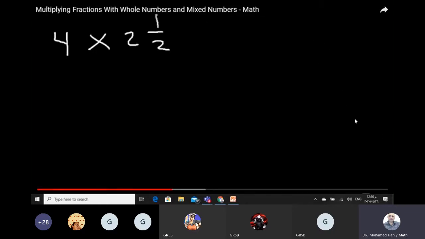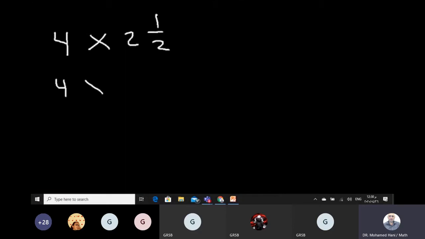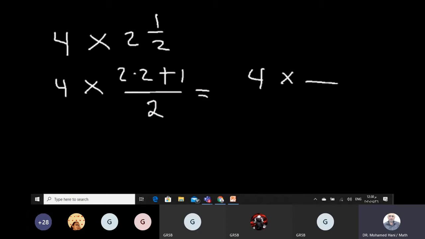How can we do that? For this type of problem, just convert the mixed number into an improper fraction. To do that, the denominator is going to stay the same. Multiply these two numbers, so it's going to be 2 times 2, and then add the numerator to it. So it's 2 times 2 plus 1. 2 times 2 is 4. 4 plus 1 is 5. So 2 and 1/2 is the same as 5 over 2.